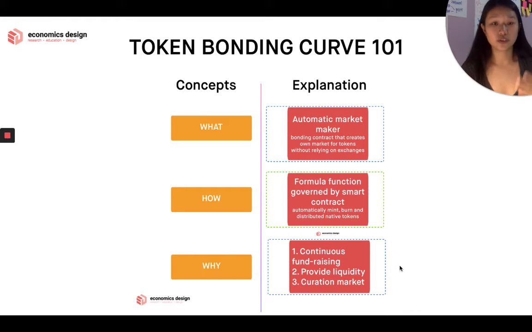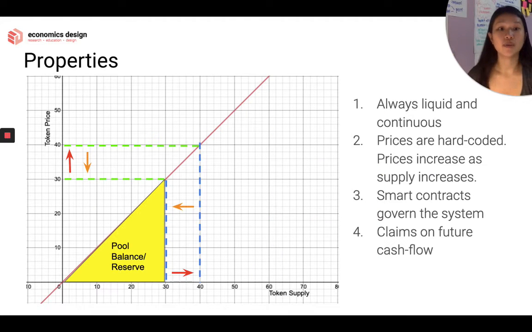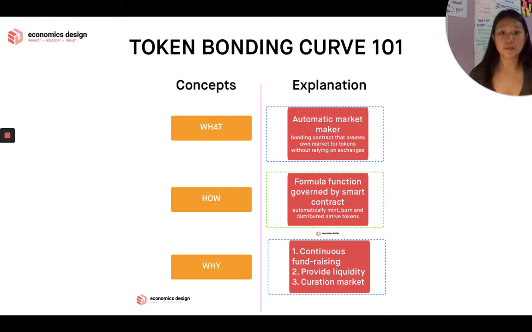Now, we do the basic steps again: the what, how, and why. So what is a token bonding curve? It's an automatic market maker. It's a contract that creates its own market without relying on exchanges. Why? Because, as I said, it's always liquid and always continuous, right? That means that you can mint or burn tokens anytime. You can buy and sell tokens anytime.